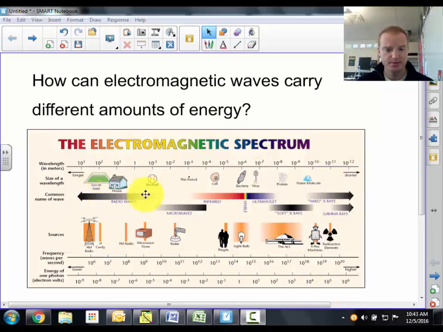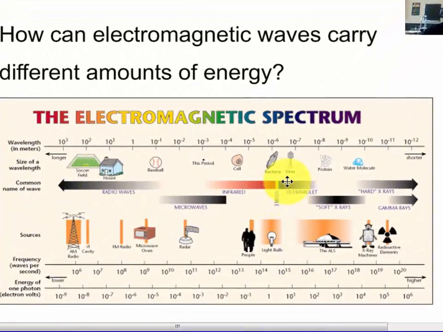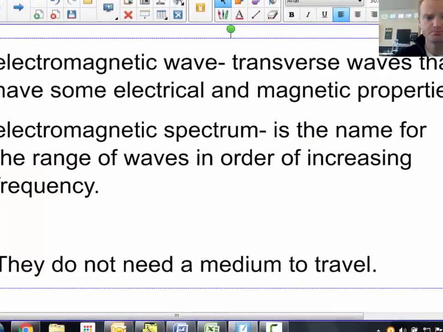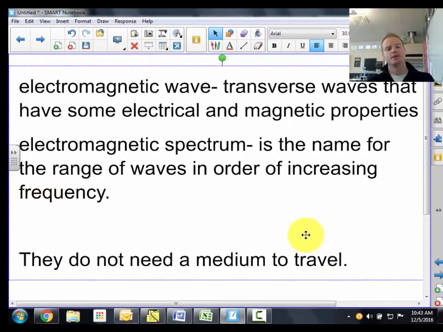You can see kind of the spectrum here. These are all waves. Some you can see. All the light we can see on the electromagnetic spectrum is right about here in this little spot called the visible light. All the UV light, X-rays we can't see, infrared, microwaves, radio waves, we can't see those either. We know they're there, we use them, but we can't see them.